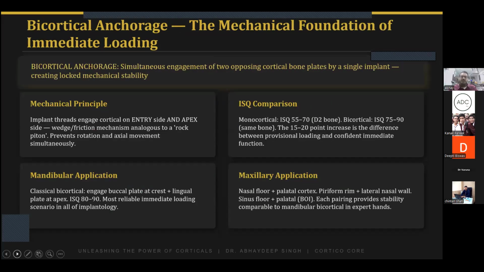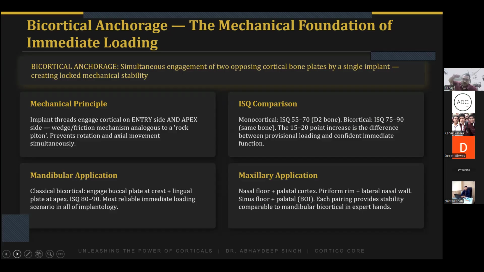Bicortical and multicortical anchorage can only be taught. You can only be trained on a 3D model or in the patient's mouth. Just by reading it, you cannot be trained in bicortical anchorage. So I'll tell you briefly: let's imagine you are doing an osteotomy in the posterior molar region in the mandible.